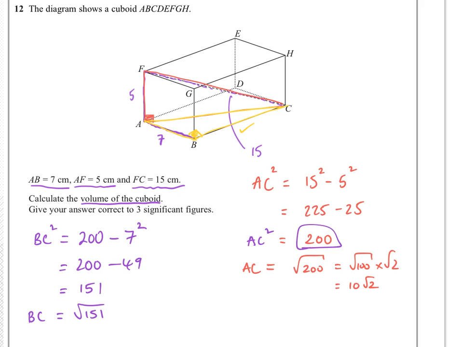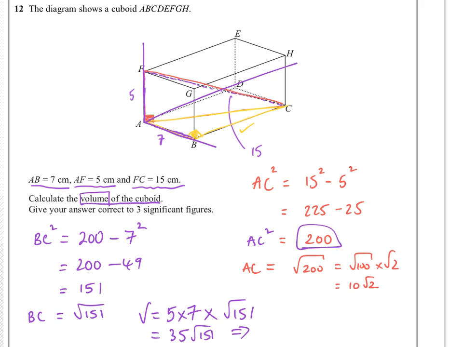So how do we use that to find the volume? Well, it's quite nice now, because to find the volume we just needed this length by this length by this one. So the volume is going to be 5 times 7 times one of the other dimensions, which is BC, which is root 151. So that's 35 root 151.